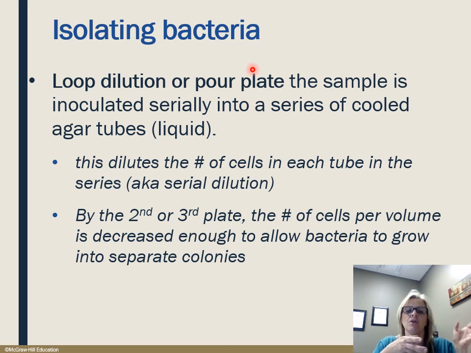So by the 2nd or 3rd spread plate, we're going to do the serial dilution. The number of cells per volume is decreased enough to allow bacteria to grow into separate colonies.